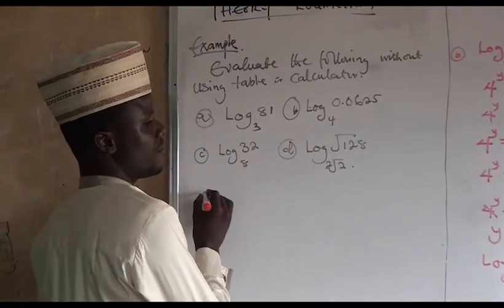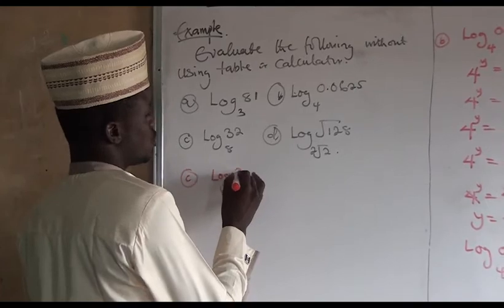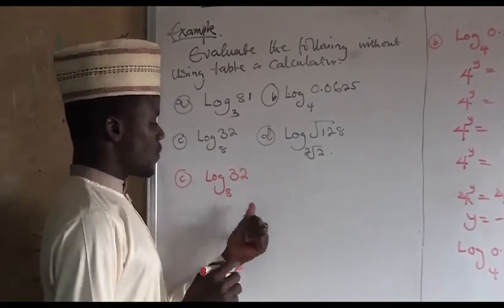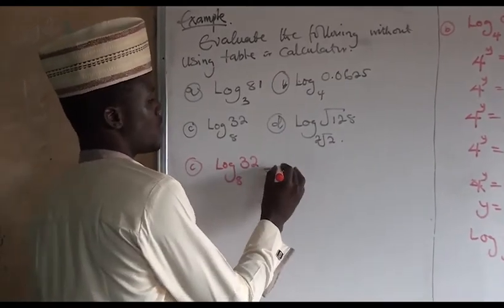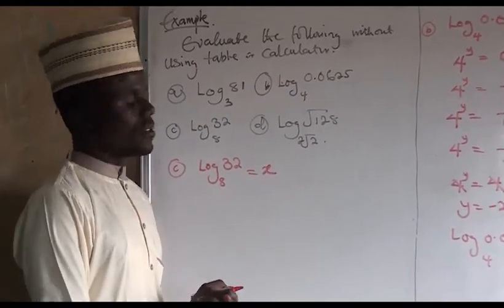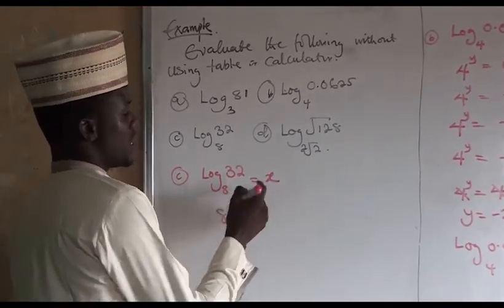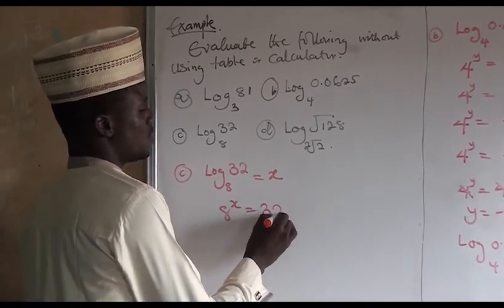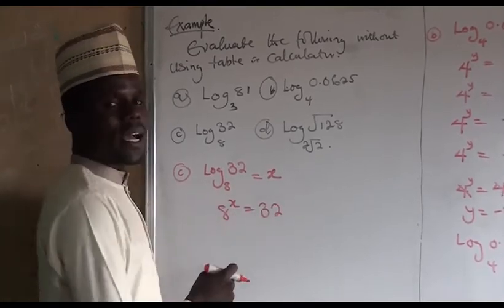So now we have the C, logarithm of 32 base 8. So logarithm of 32 base 8, we don't know. So we now let it be, let's say also x. So 8 is the base, then we take the power of x. This is equal to 32. So now 8 to the power of x equals 32.